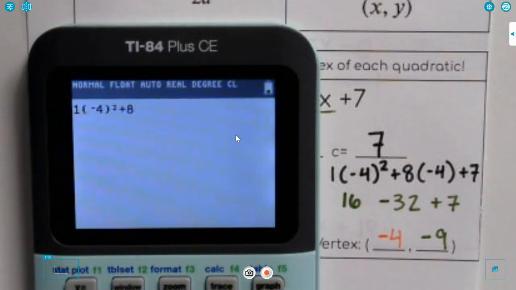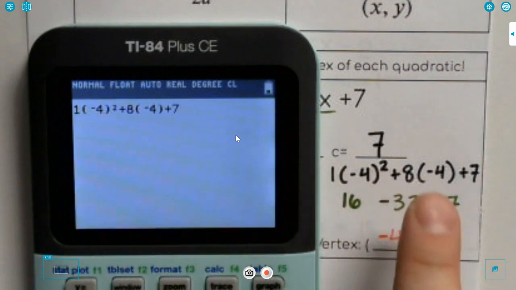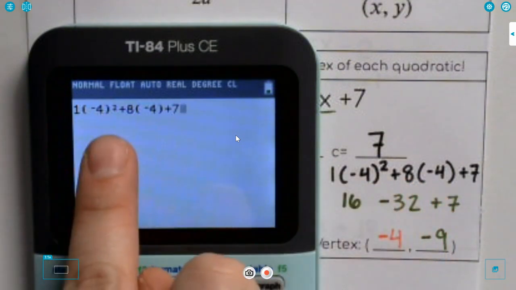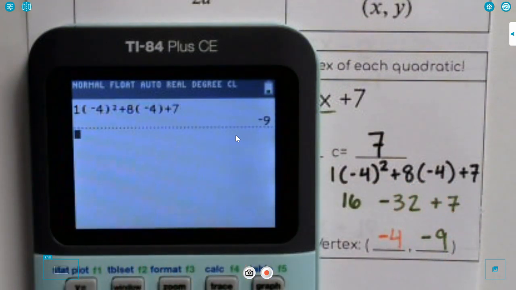Plus 8, open parentheses, -4, close parentheses, plus 7. So you have to open and close all of your parentheses. So write it down exactly like this. Type it in exactly like this. Hit enter. I get -9.